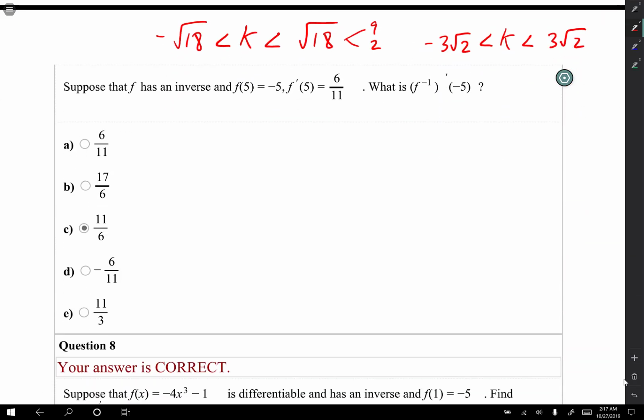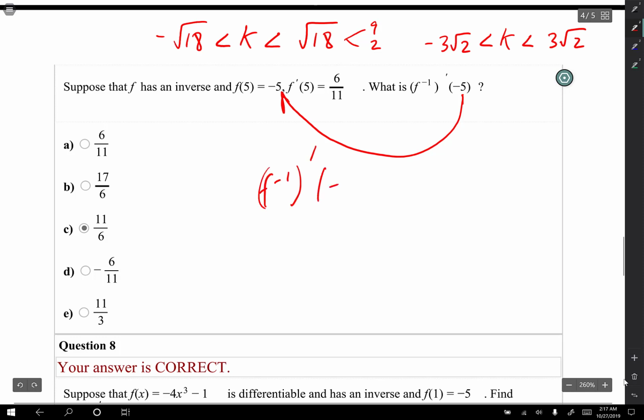Suppose that f has an inverse, f of 5 equals negative 5, f prime of 5 equals 6 over 11. What is the derivative of the inverse at negative 5? Recognize that that negative 5 was a y value. So that means I'm looking specifically when x is 5.